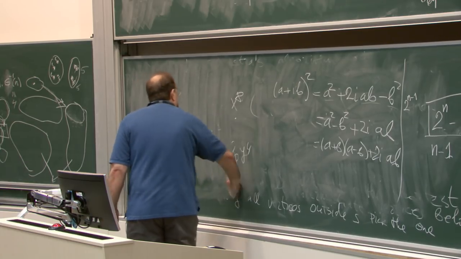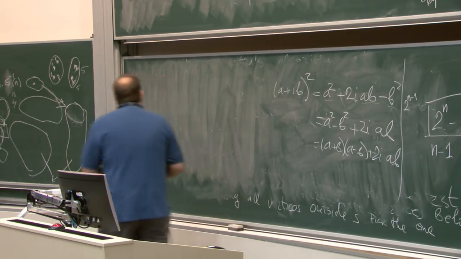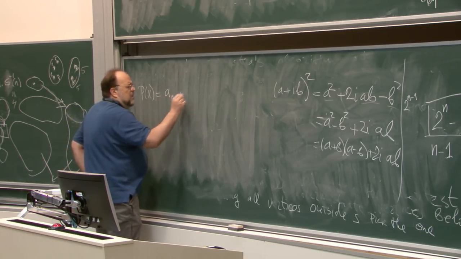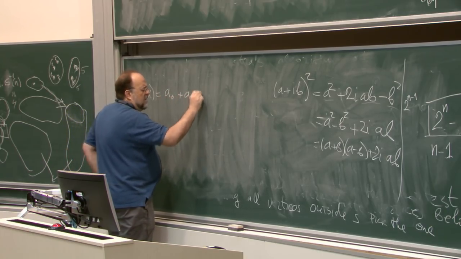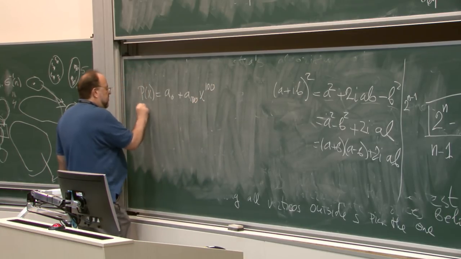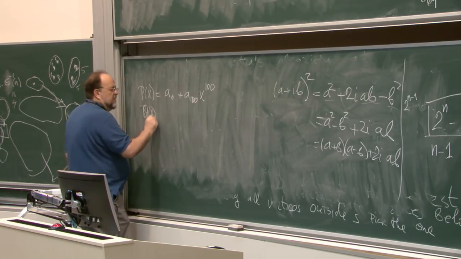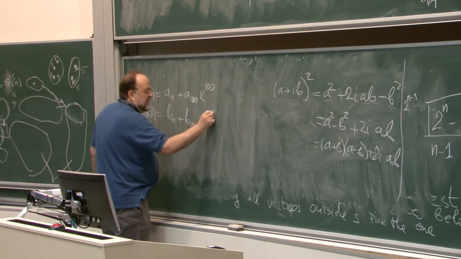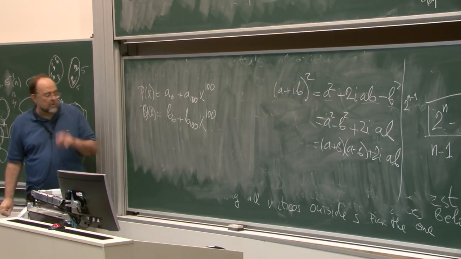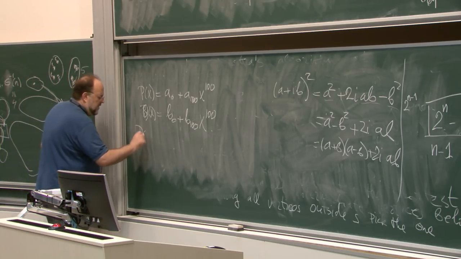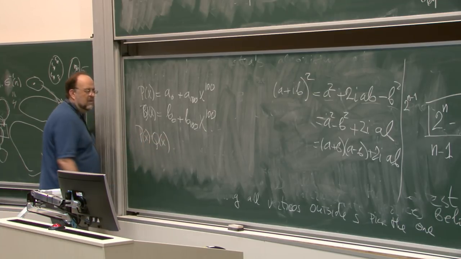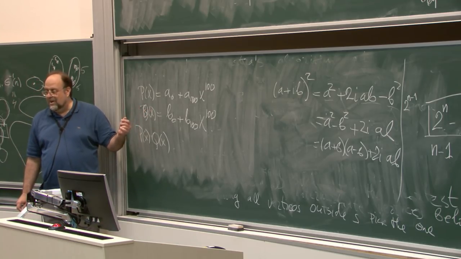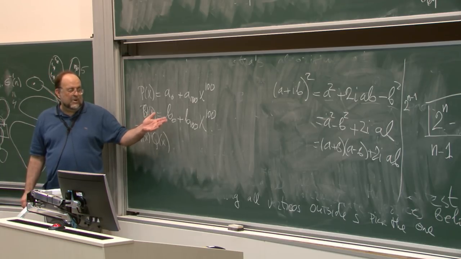Okay, here is another. Before we move to the next, how would you multiply these two polynomials? p of x equals a0 plus a100 x to the 100, and q of x equals b0 plus b100 x to the 100. How many multiplications do you have to perform to find the product p of x times q of x? What's the degree of the product? 200, right? So you just need to evaluate this at 201 numbers.